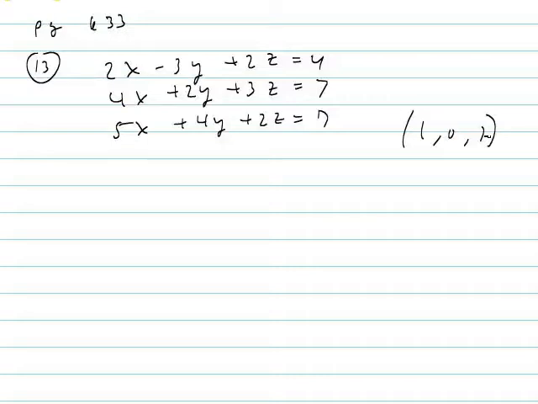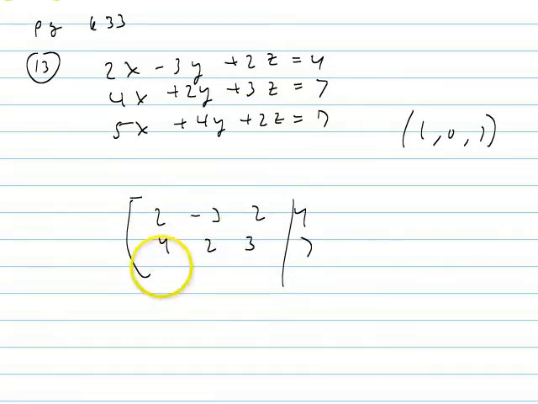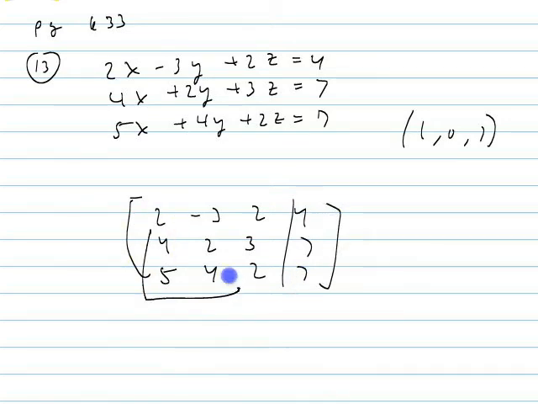using the 3 row operations, including swaps if you want, set up, this is a matrix, 2 minus 3, 2, 4, 4, 2, 3, 7, 5, 4, 2, 7. And go through the 5 row operations on your calculator that will convert this into upper triangular form.